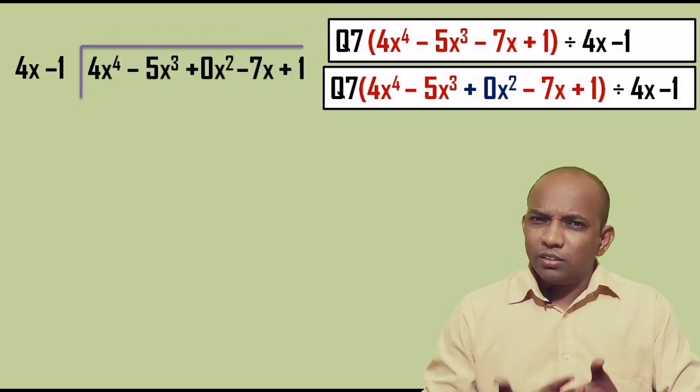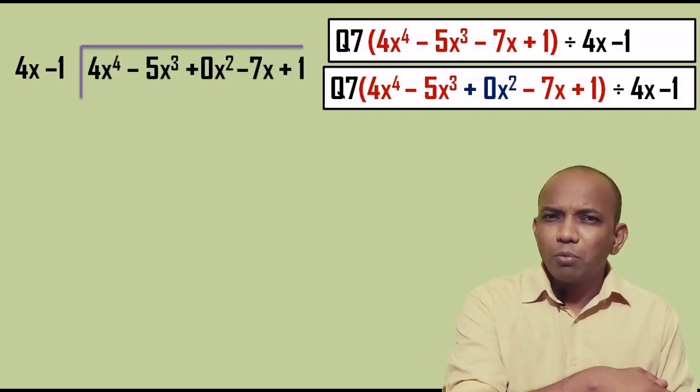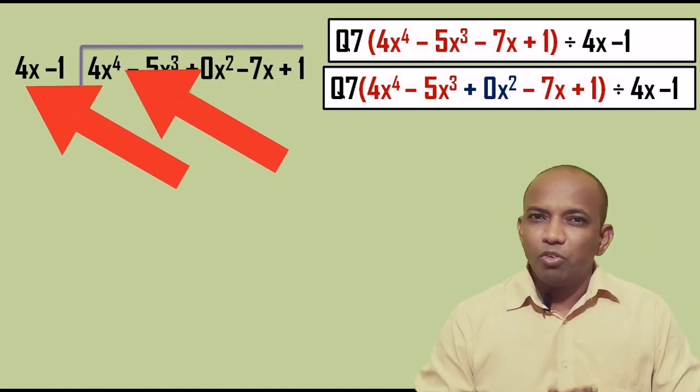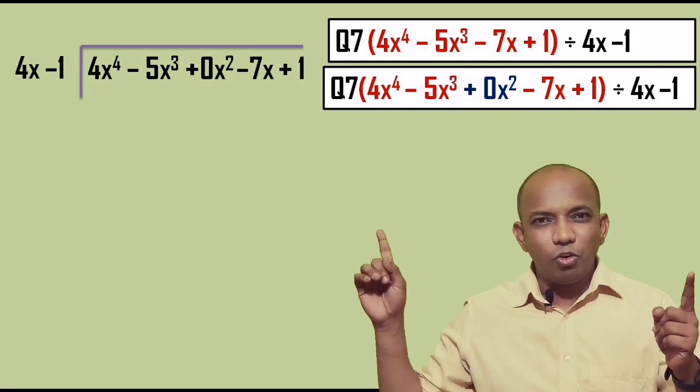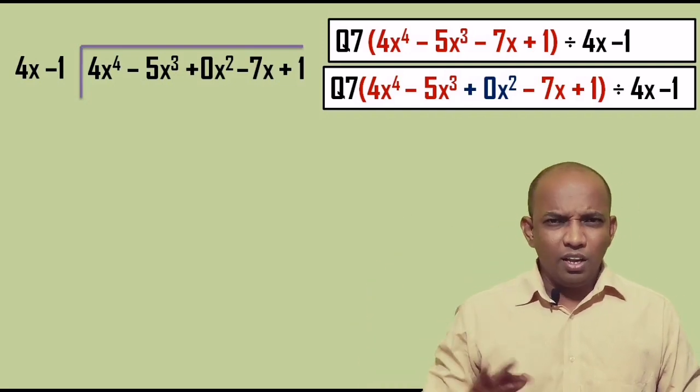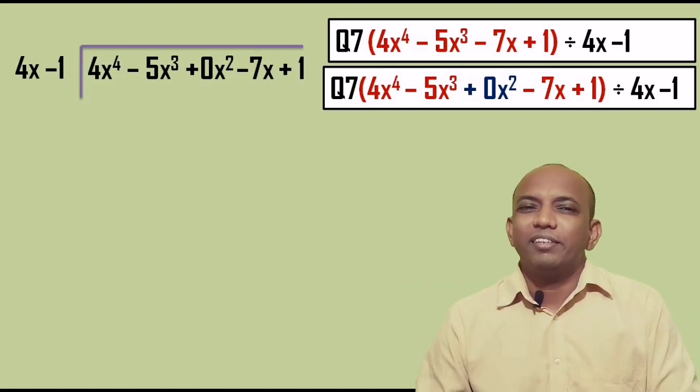What we are going to do, as usual, again, the first term of the divisor and the first term of the dividend, we have the same coefficient, 4 and 4. So which number will be utilized? Yes, 4 ones are 4. So 1 will be there. Whether you write it or not doesn't matter.